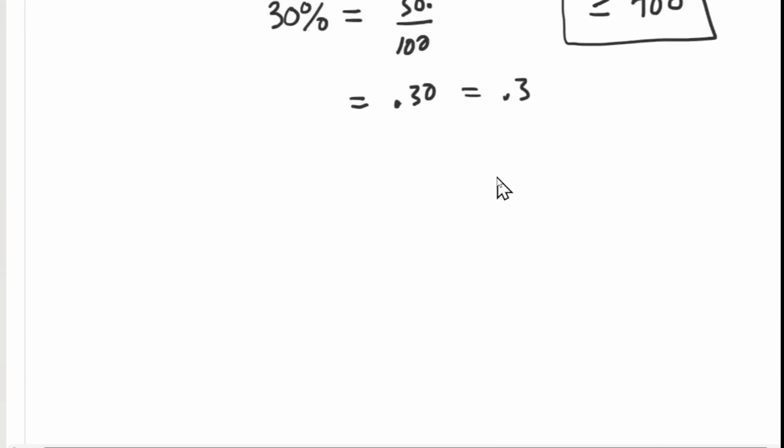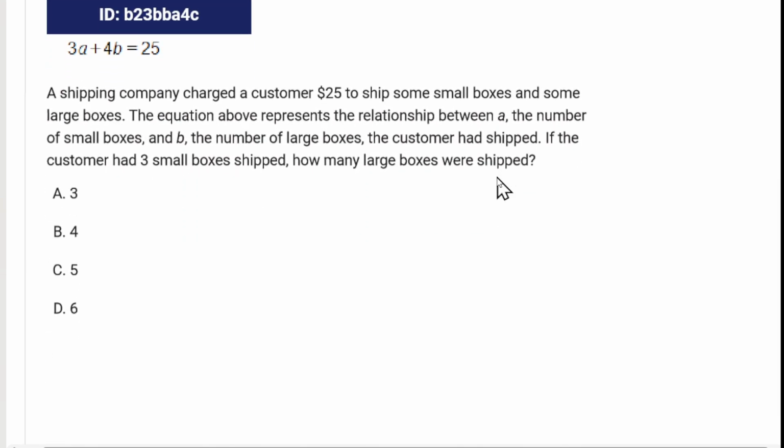We'll move on to the next problem. And we have a linear equation. Ultimately, in the problem, we are told that there are 3 small boxes that are being shipped. And if we look back at the given information, we can see that A, right there, is the number of small boxes. So if they tell you that there are 3 small boxes, then you know that A must equal 3. So you guessed it, we're going to be plugging 3 in for A into this equation.